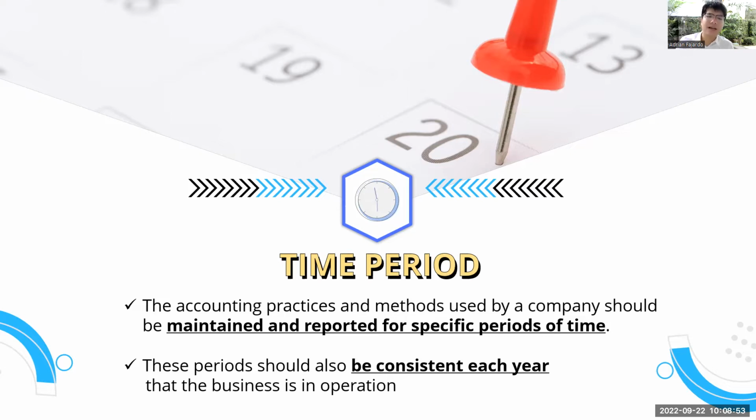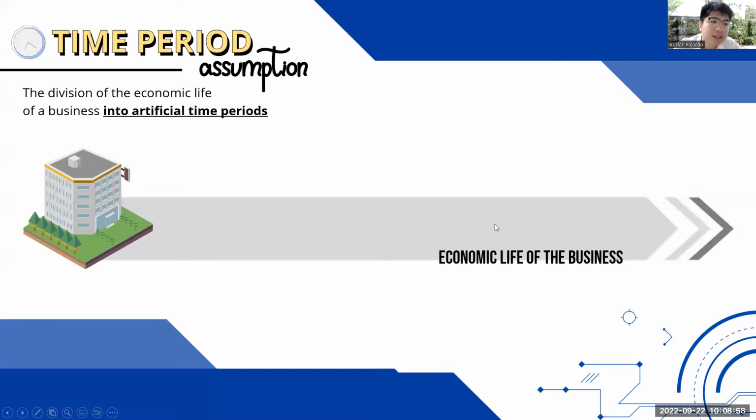So I understand right now parang very theoretical siya. So let's take a more practical approach to understanding the time period assumption. Imagine that you have a company and because of the going concern assumption, you know that indefinitely, in the next few weeks and the next few months, it will continue to operate. And in essence, this line represents the economic life of your business, right? And then the time period assumption dictates that there is a division of the economic life of a business into what we call artificial time periods.